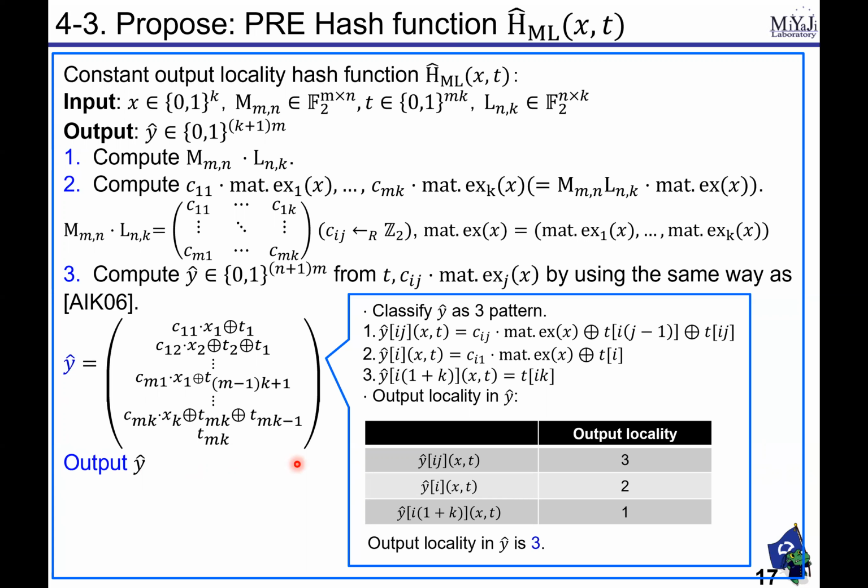Here, the output y hat can be classified into three patterns: y hat_ij, y hat_i(xt), and y hat_i(1+k). The output locality of these three outputs is 3, 2, and 1 respectively. So that means the output locality of y hat is 3, since the output locality is the maximum of these. So our PRE hash function y hat has output locality 3.